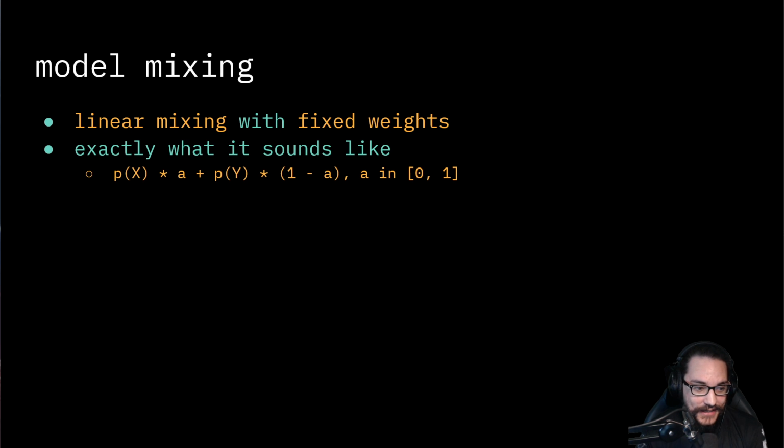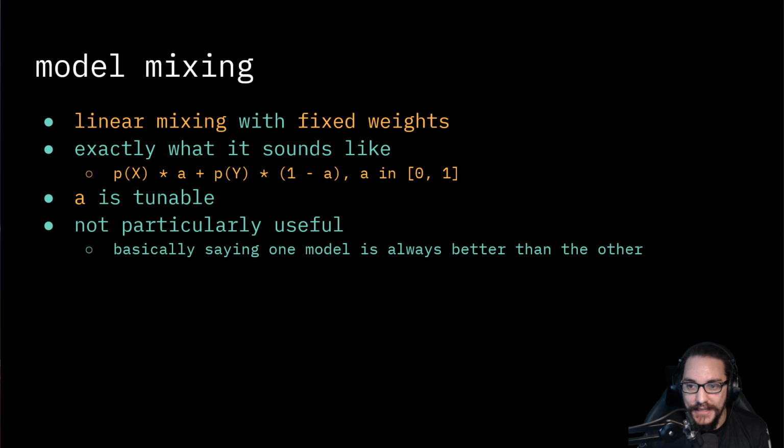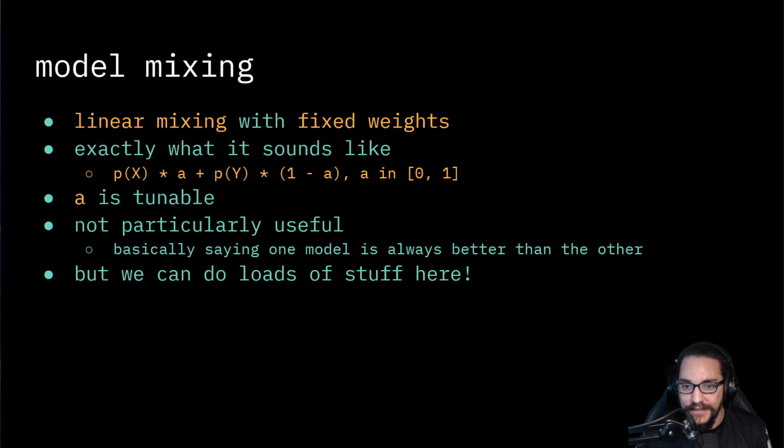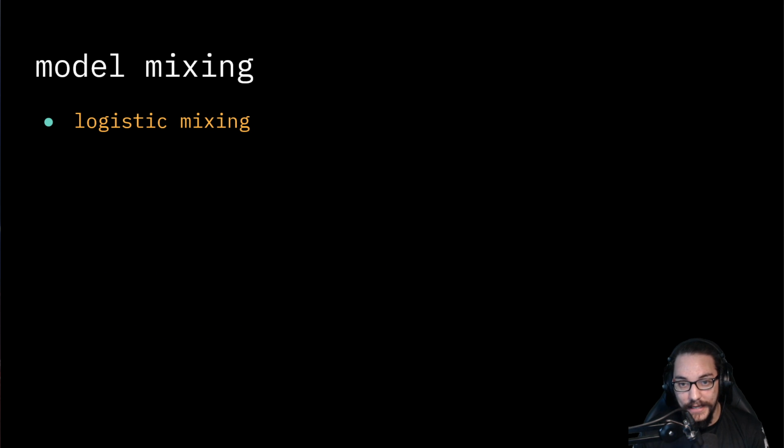So for example, linear mixing with fixed weights. This is exactly what it sounds like. We take probability X and probability Y, and then we have this A. This is basically a lerp. And A is tunable. This particular model is not that useful as it turns out, because it basically says that one model is always better than the other. And that bias is determined by this alpha here. But my point for showing this is, again, we can do a lot of different things. This is still a valid one, even though it isn't particularly useful. You could do a weighted average. You could be really creative here.